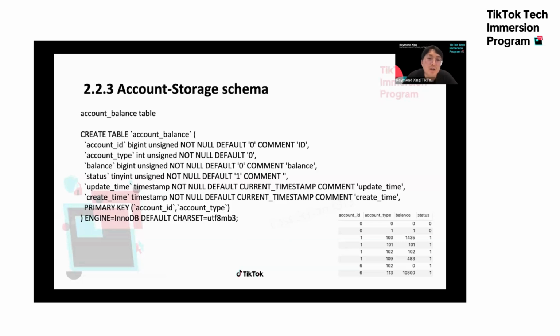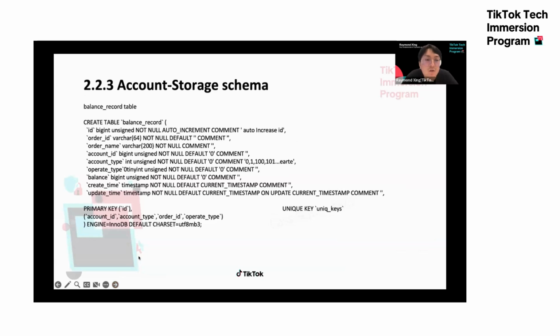For status, let's say your account was never used, or maybe you don't use this app anymore, or there is some scenario where you cannot use this account, so we set another status to block transactions from happening. This is status. Create time and update time are easy to understand. When this account is initialized, we set the create time, and every time the balance for this account type is updated, we change the update time. Okay, so this is the account balance table. Next slide, please.